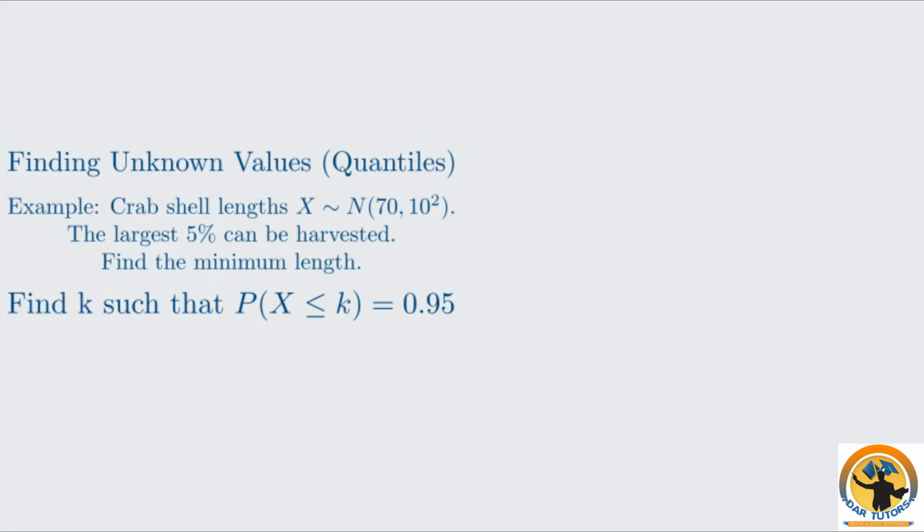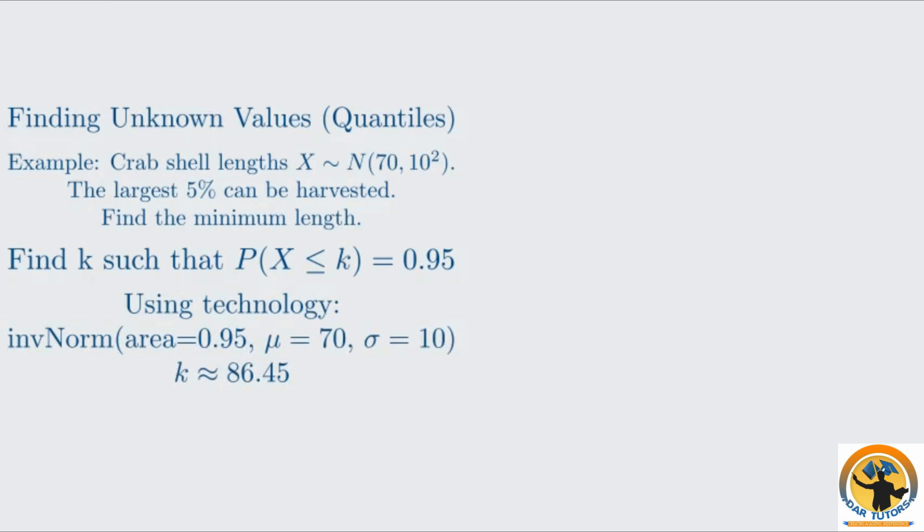We use the InvNorm function. We input the area to the left, which is 0.95, the mean of the distribution, which is 70, and the standard deviation, 10. The calculator gives us approximately 86.45. So, the minimum length for a crab to be harvested is 86.45 mm.